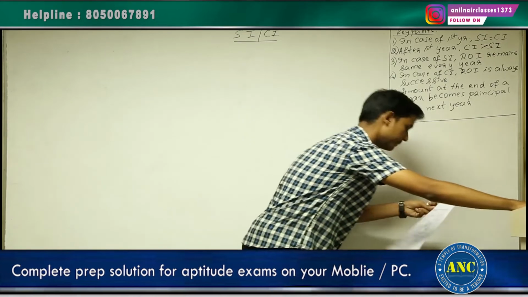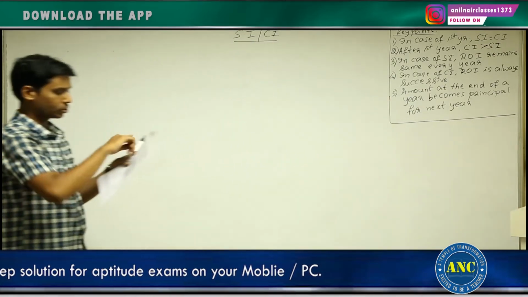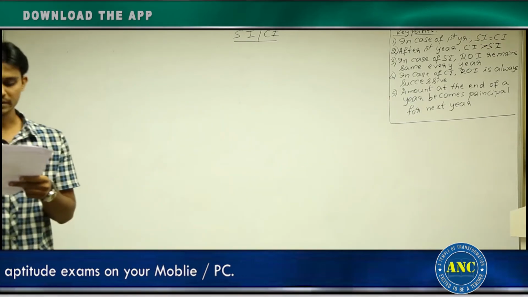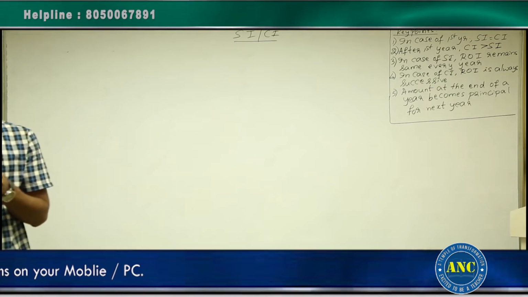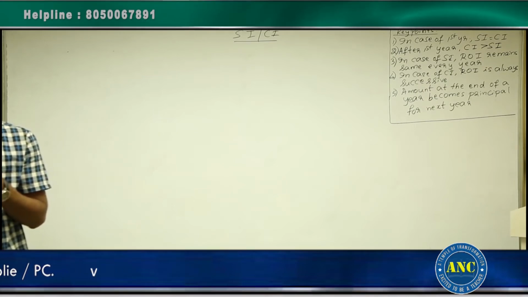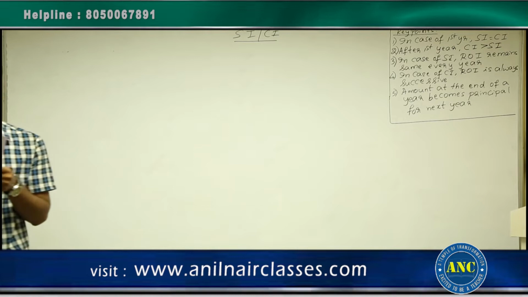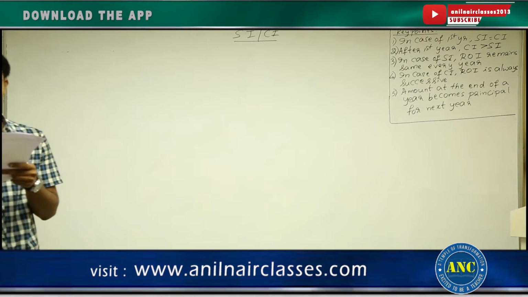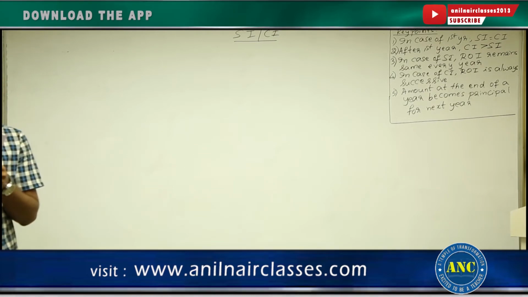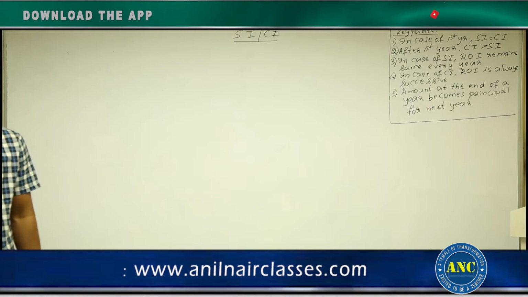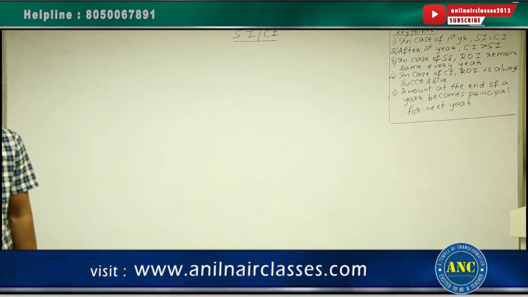Please see your fourth question. Suhas borrowed some money at the rate of 6% per annum for the first 3 years, 9% per annum for the next 5 years, and 13% per annum for the period beyond 8 years. If the total interest paid by him at the end of 11 years is 2040, how much money did he borrow?